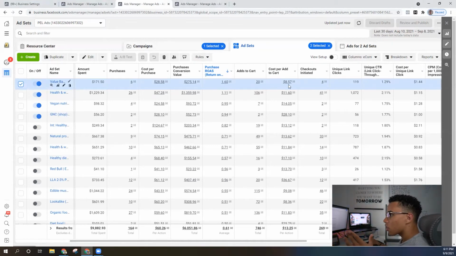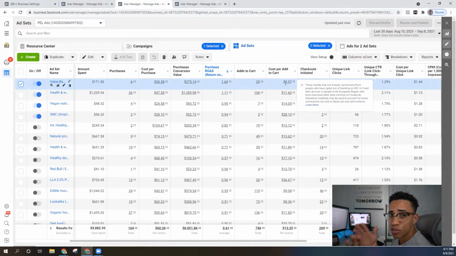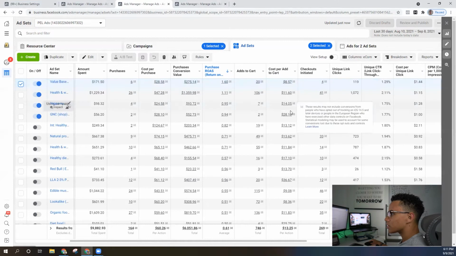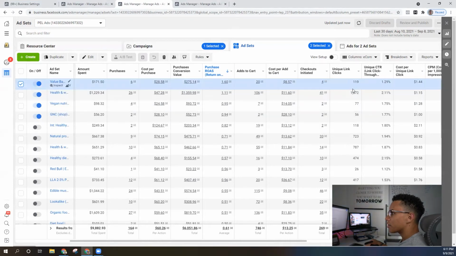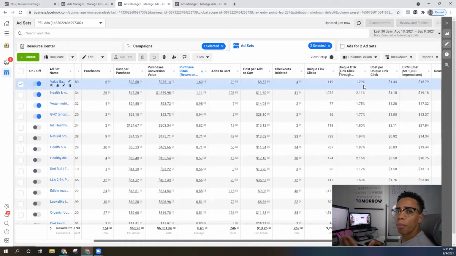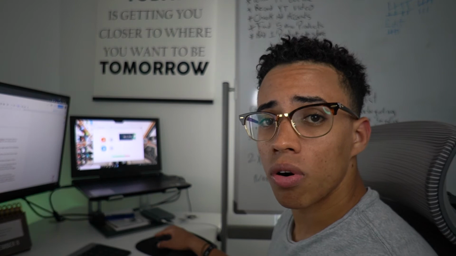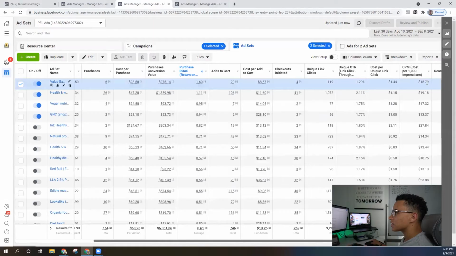Anyways, cost per add to cart right there is right in that range that we were talking about, right? Between $6 to $12. So boom, pans out there. In our traffic, we have our unique CTR at 1.2, not bad. Then we have our cost per click at $1.44, also not bad, right? We needed to be at 50 cents to like $3 or so. And then CPM at 15, which is less than 20, what we wanted. So off the bat, this meets all of the criteria, so we're going to let it run.